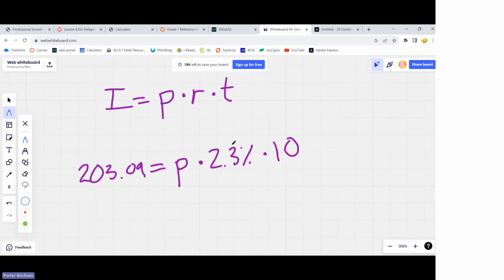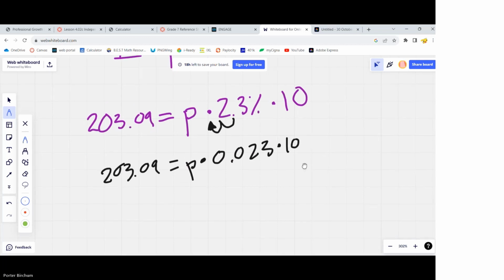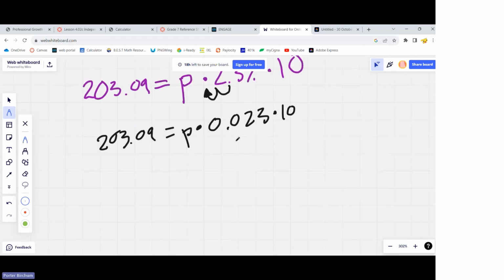I'm going to turn this percent into a normal number by moving the decimal point 2 times to the left, making the number look smaller. So that would give me 203.09 equals principal times 0.023 times 10. Now I'm going to simplify the right side of this equation. Left side stays the same for now. I'm going to do 10 times 0.023. That would give me 0.23.